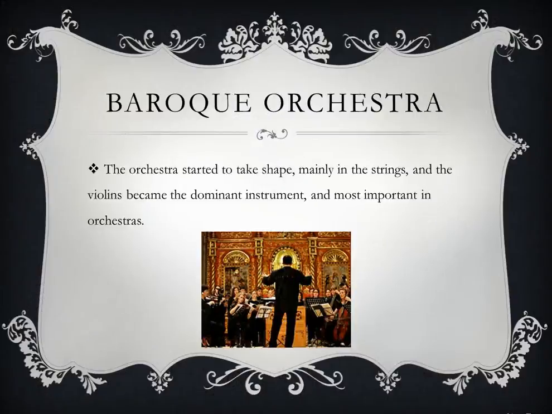The Baroque orchestra. The orchestra started to take shape, mainly in the string section, and the violins became the dominant instrument and the most important in orchestras, and generally still is today.